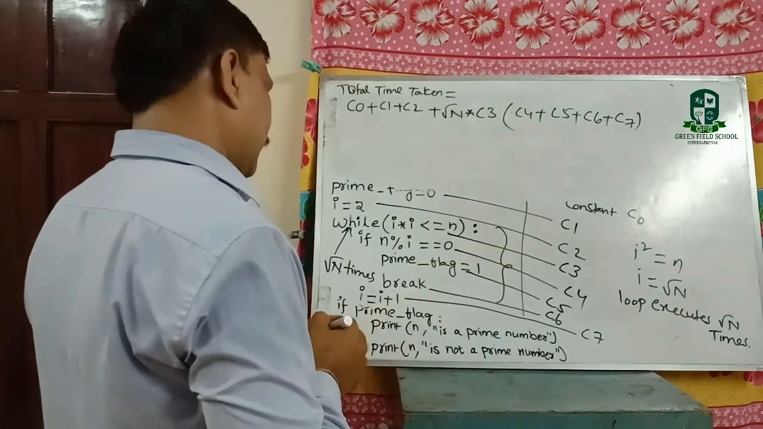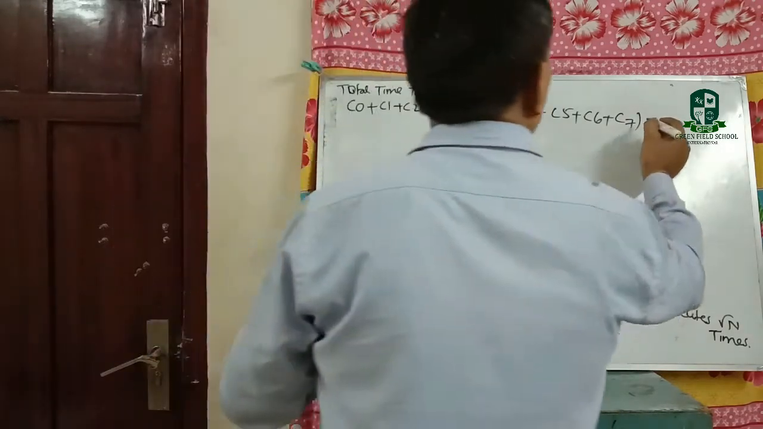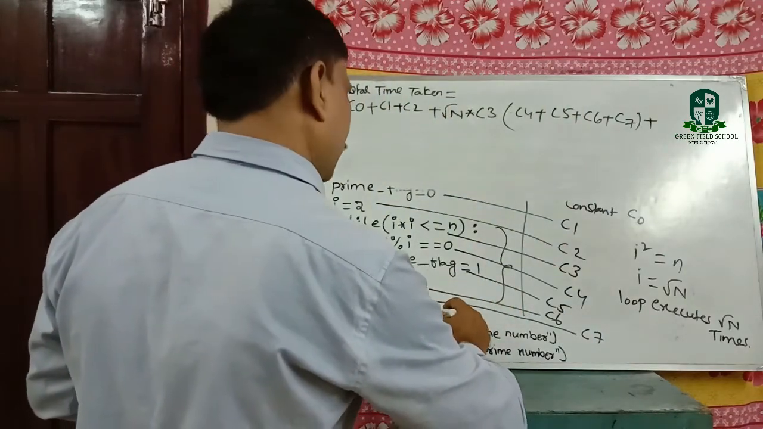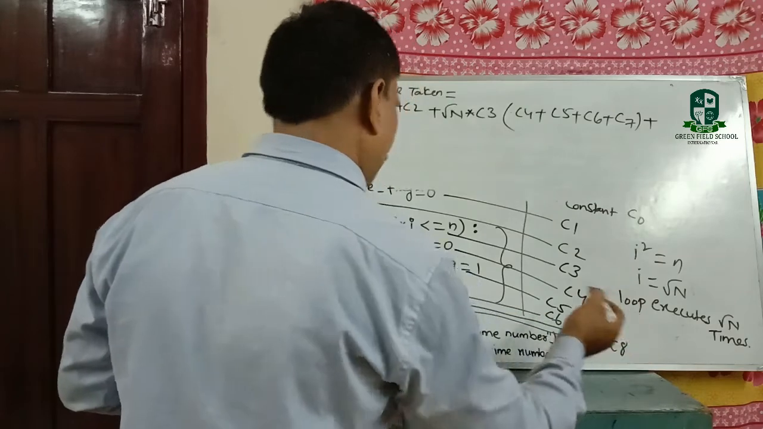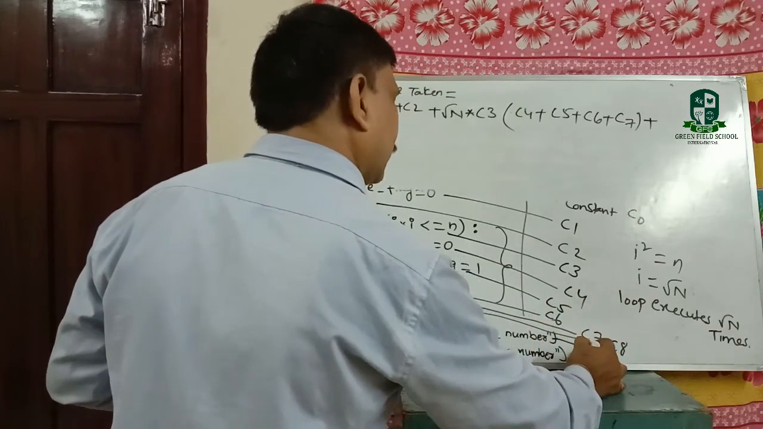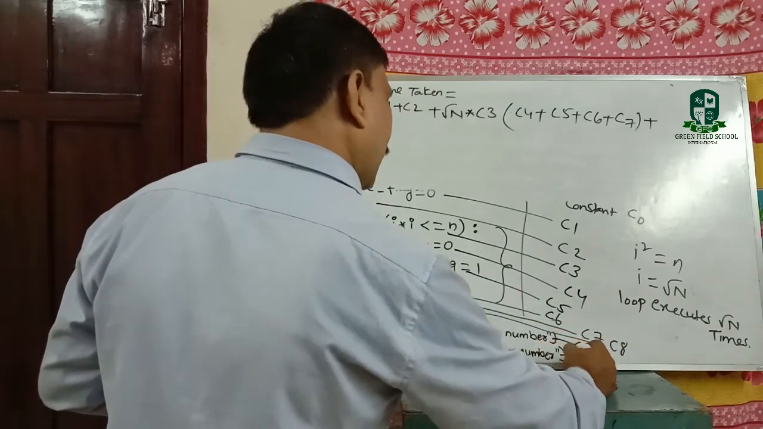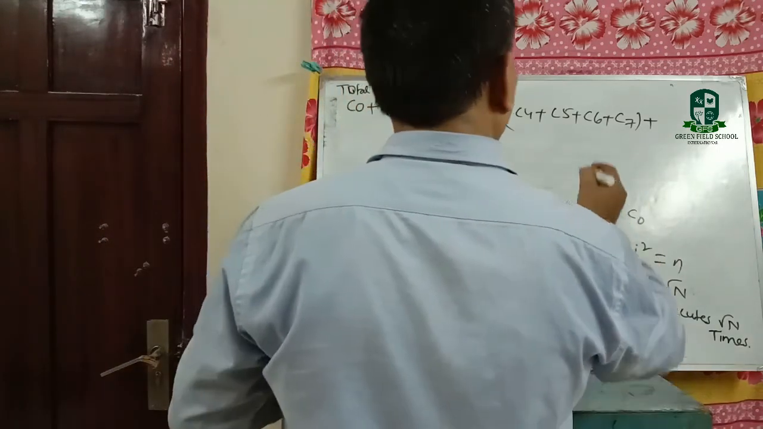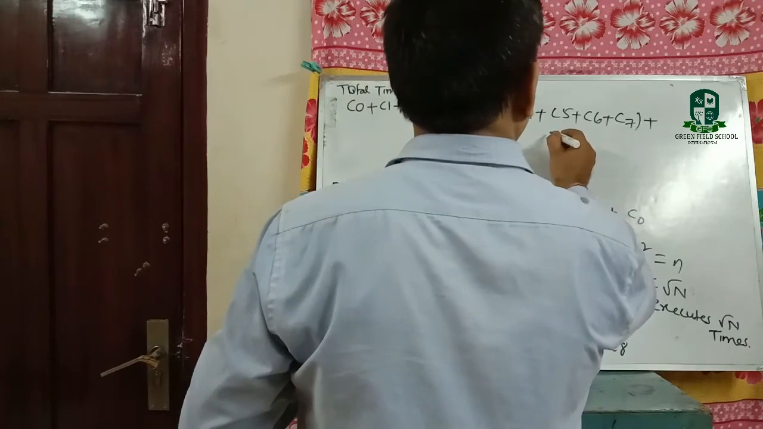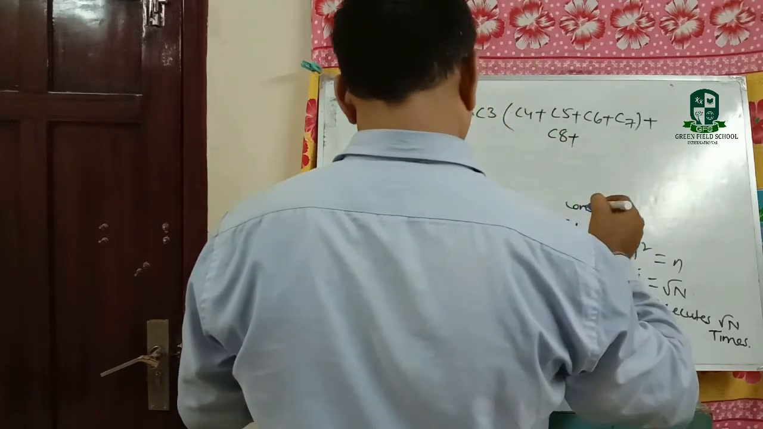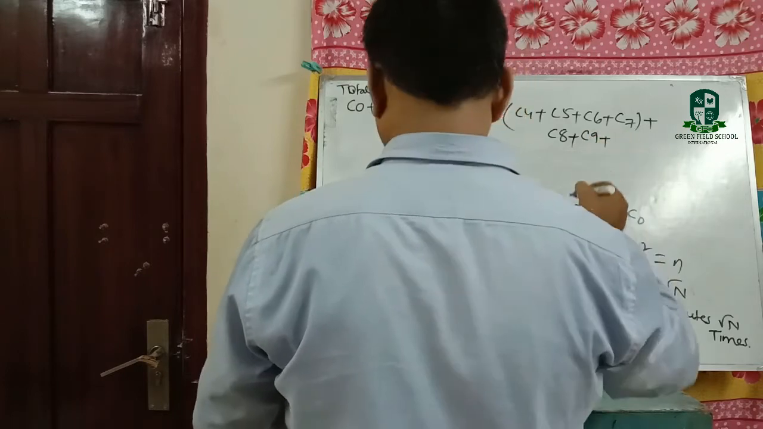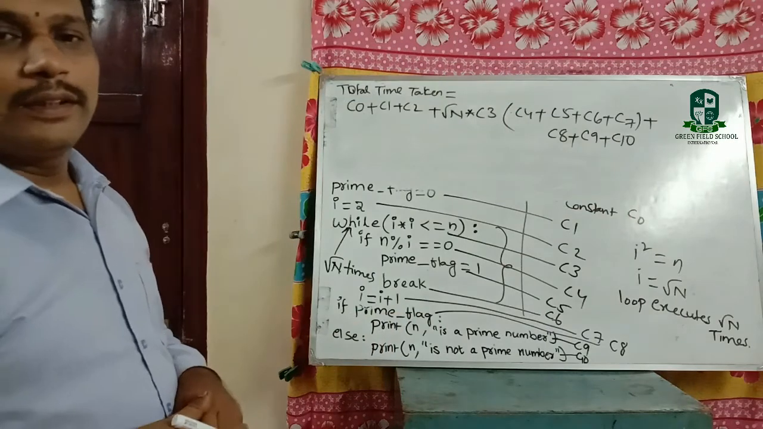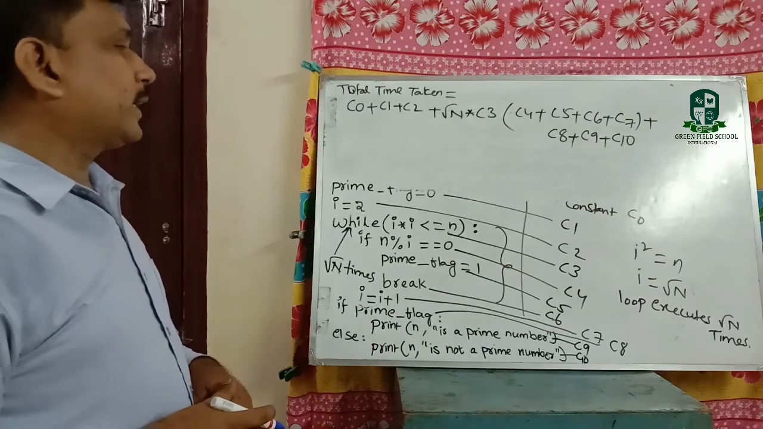Next, plus, assigning this one: the if condition is C8, the print statement is C9, and after that C10. So again C8 plus C9 plus C10.